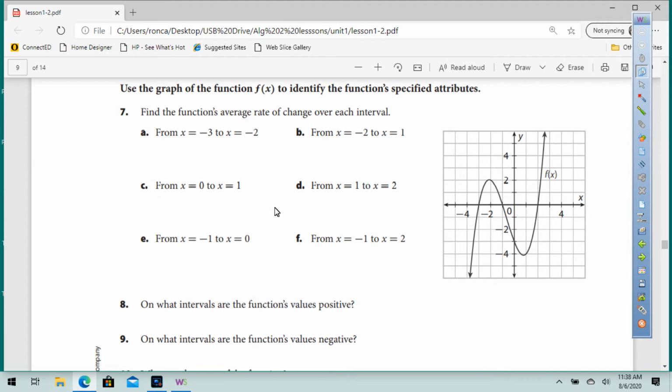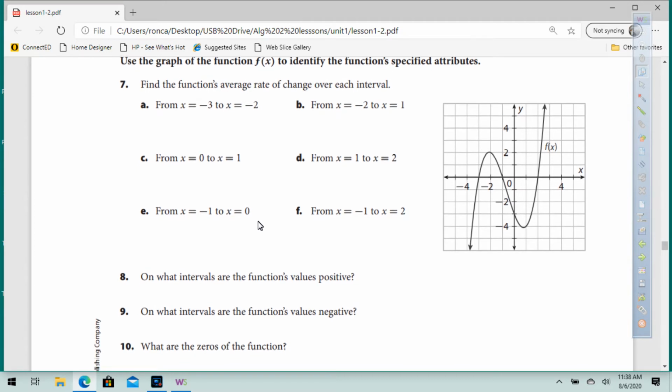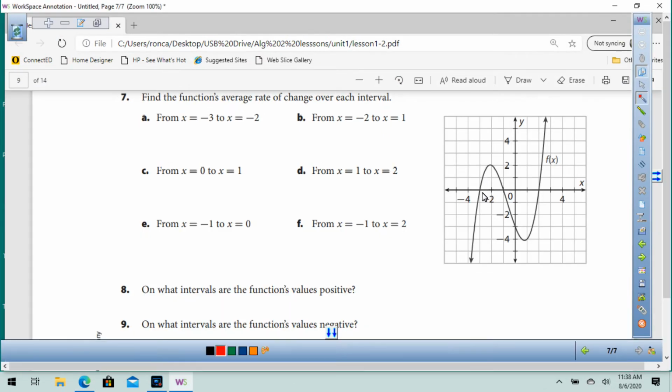Use the graph of the function f of x to identify the function's special attributes. Find the function's average rate of change over each interval. All right, so let's see here. From negative 3 to negative 2. It goes from, well, let's see here. This here is negative 2, 0. And this part here, I'm sorry, it's negative 3, 0.